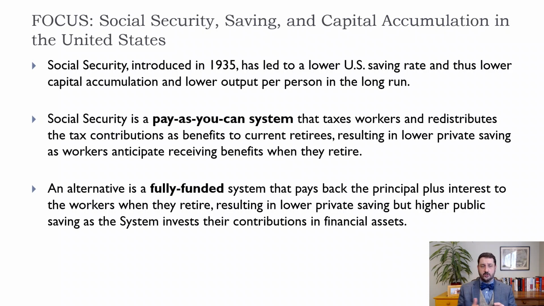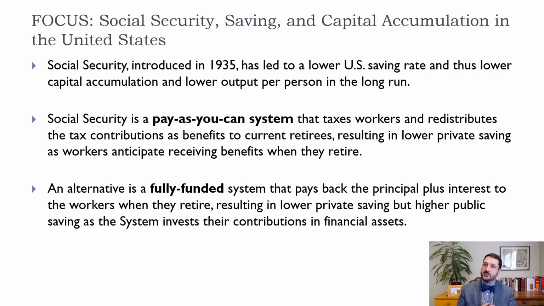Rather than, like, saving in a 401k or an IRA where you're actually saving, putting it into an account that you own and then taking it out when you retire. That would be like a fully funded system and could be run by the government, right? And so there was a debate about whether we should have a pay-as-you-go system or a fully funded system for Social Security. And we ended up with a pay-as-you-go system. And the argument here in the book is that that has led to a lower savings rate, which I think is definitely true. Therefore, lower capital accumulation and lower output per person.